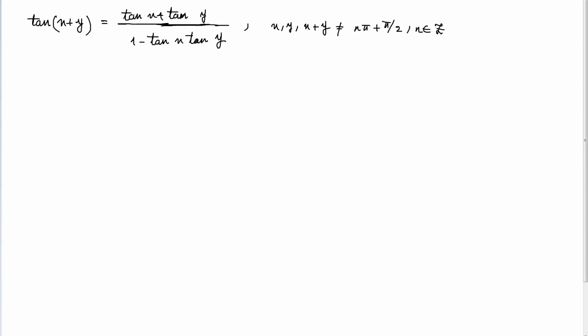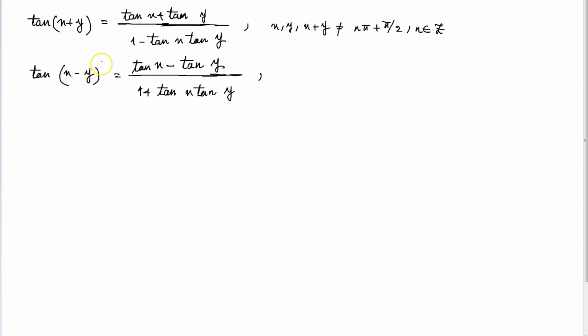The next formula that we had was that tan of x minus y, which we said was equal to tan x minus tan y over 1 plus tan x tan y. And that is basically, again, provided that x, y and x minus y are not equal to n pi plus pi divided by 2 for all n belonging to the set of integers.